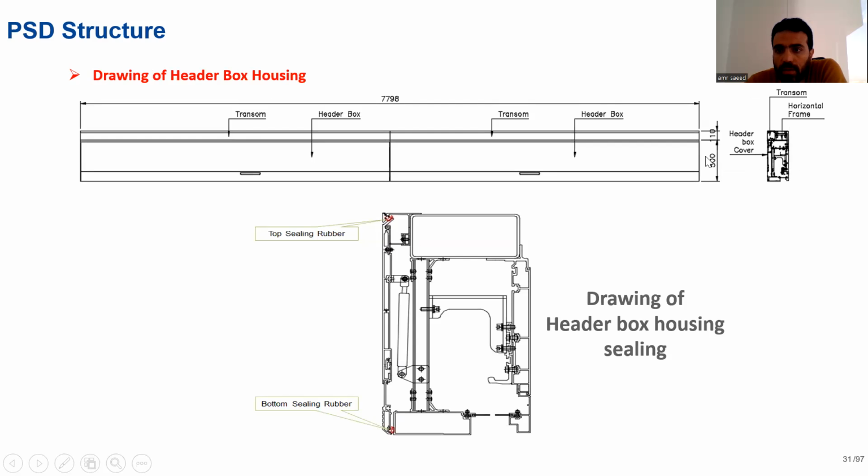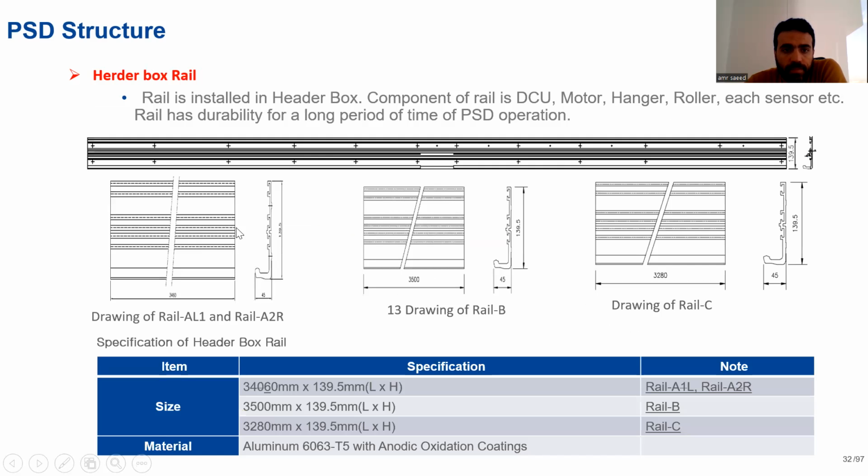This is header box also, the drawing, the ceiling, header box rail, which is installed in header box and hangs every detail: DCU, motor, hanger, ruler, sensors. And this is the material, the size, the type of material, the type of rail. We saw before the type A, type B, type C. So the rail also has many types.